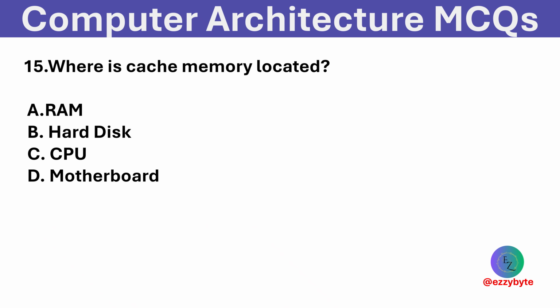Where is the cache memory located? Options are RAM, hard disk, CPU, and motherboard. Option C is correct. Cache is built into the CPU chip for high-speed access.